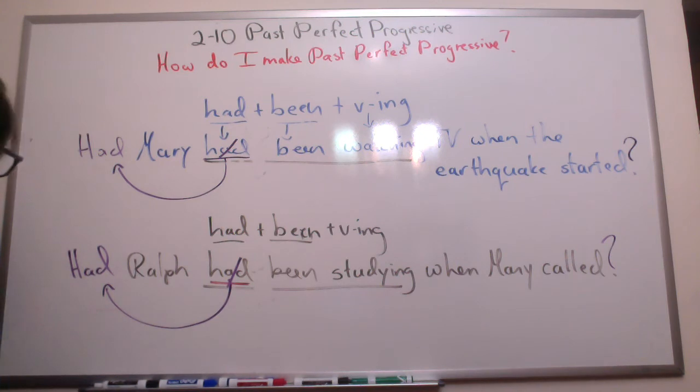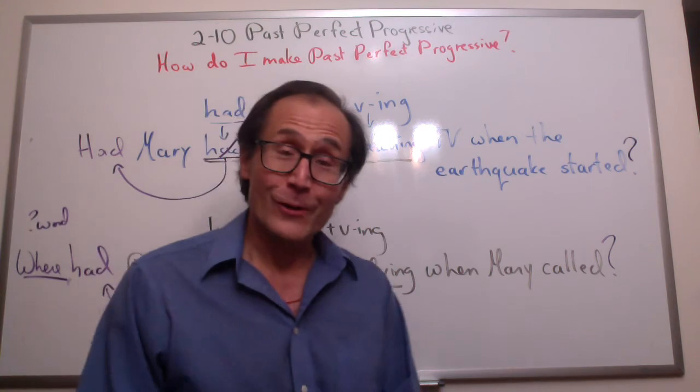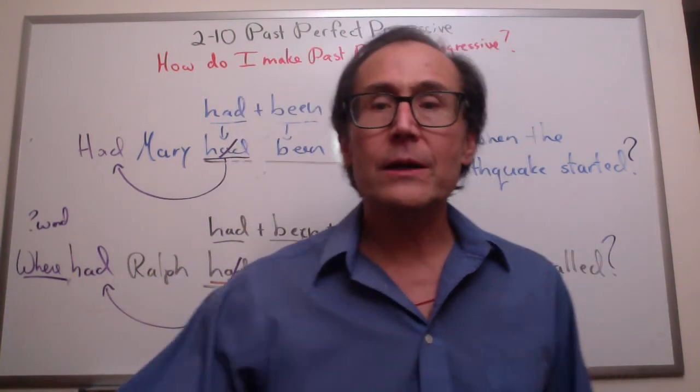Okay, so again, when I want to make another kind of question, I put the question word here in front. So if I want to ask a question about a place, then I use the word where. And I might say, where had Ralph been studying when Mary called? Okay. So I hope that's helpful. I hope that's useful.